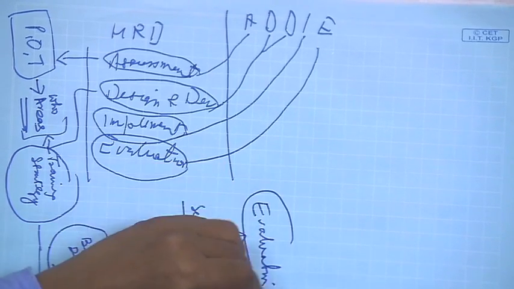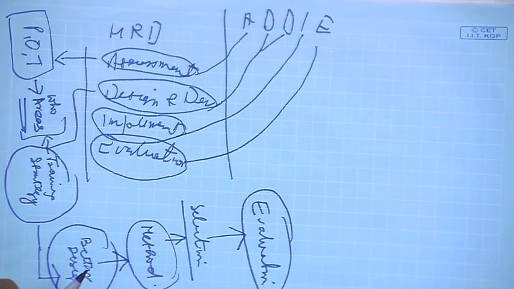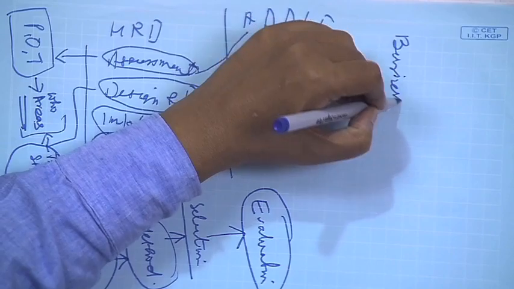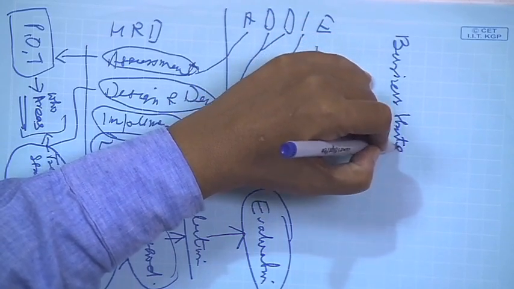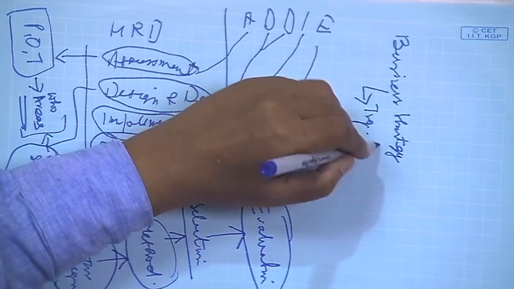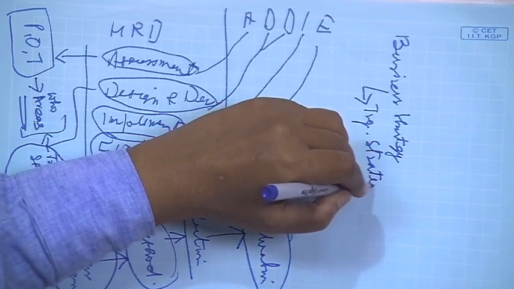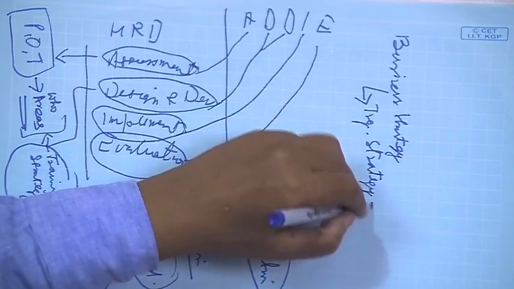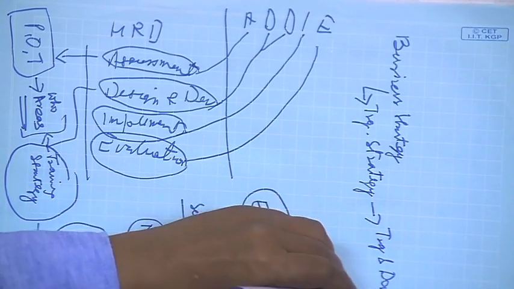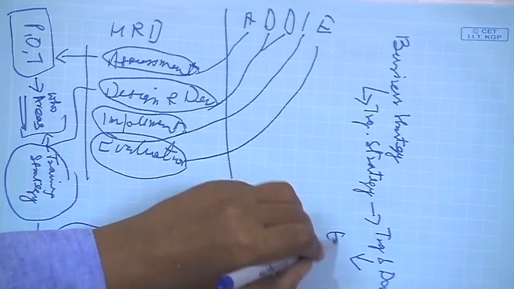And then finally, we move to the next part, that is evaluation. Now, if you remember in the training strategy, we started with what we call business strategy, then moved to training strategy, then moved to training and development activities, and finally, we move to evaluation.